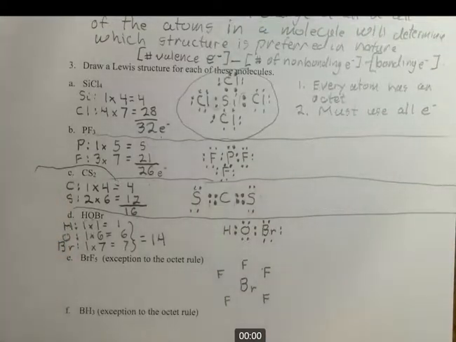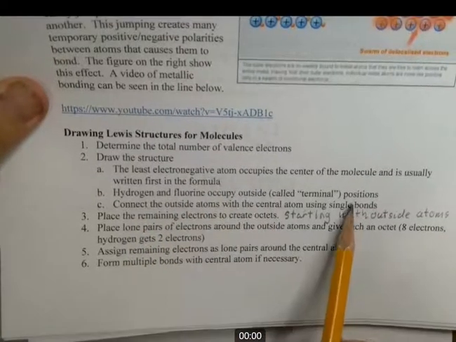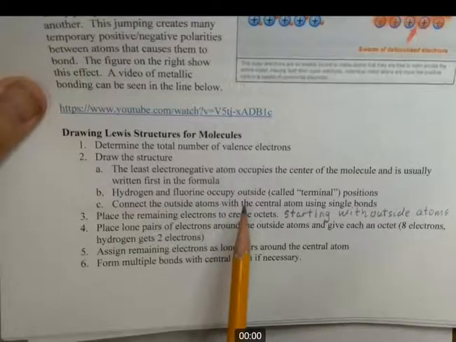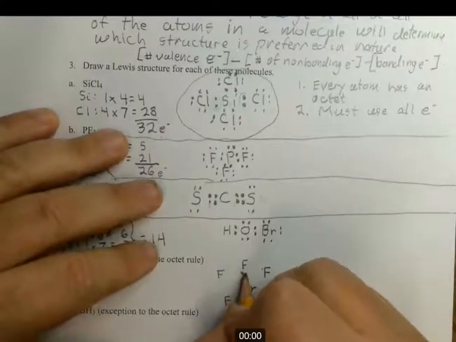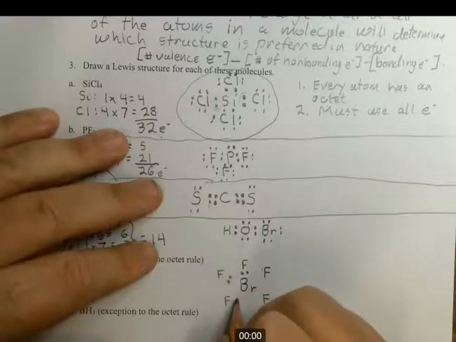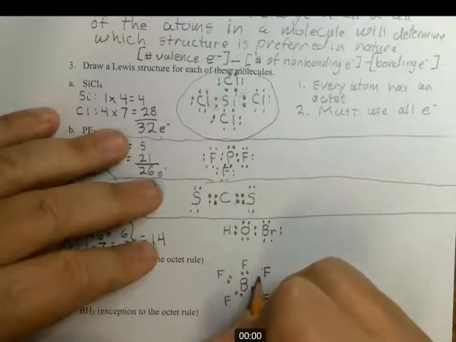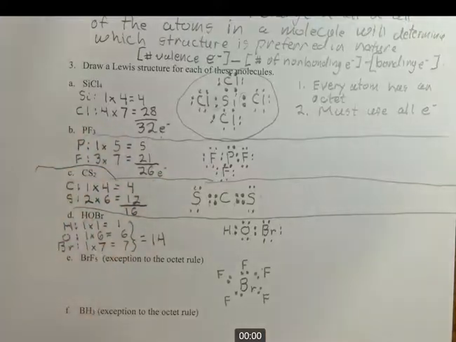Okay? All right. So the next thing is, the least electronegative does occupy the center. Fluorine is in a terminal or outside position. Connect the outside atoms with the central atom using single bonds. So here we go. There's 2. Again, bromine contributes 1, fluorine contributes 1. They share it. Neither one can take the other guy's electrons away, so they have to share. And there you go. Now, something funny about this. Bromine has 1, 2, 3, 4, 5, 6, 7, 8, 9, 10. That seems to violate the octet rule. It has more than 8 electrons.